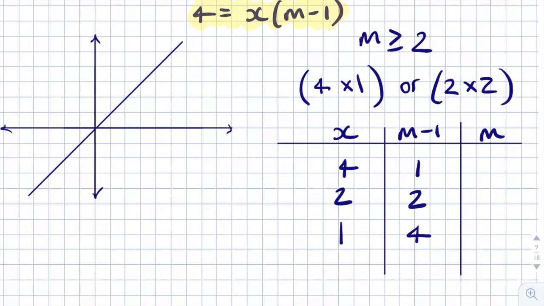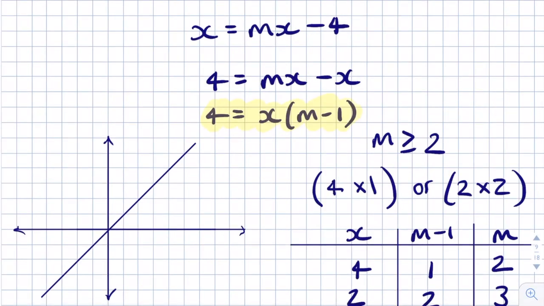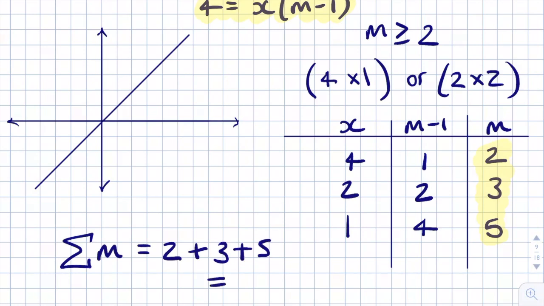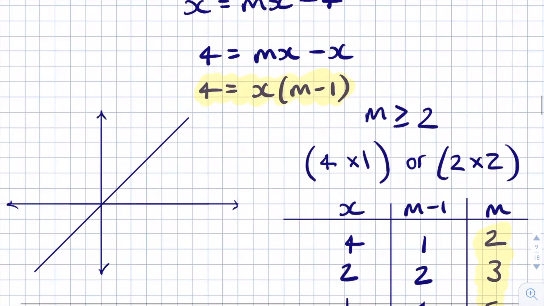So then our values for m are just going to be 1 greater than all of our values for m minus 1. So that's going to be 2, that's going to be 3, and that's going to be 5. And then the question said, what is the sum of the positive integer values of m? And we can get that information by adding all of these values of m here. So if we like, the sum of our m values is going to be equal to 2 plus 3 plus 5, which is equal to 10. And 10 is answer E.